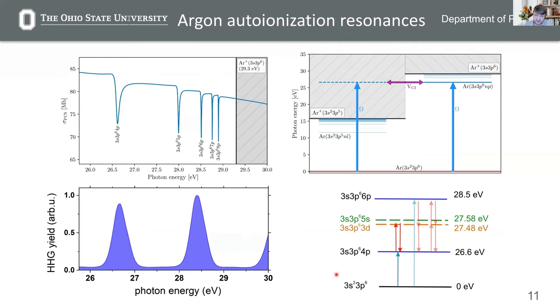And if you look at the relevant level structure of argon, which is the point of this experiment, we have a 4p bright state as well as a 6p bright state, which are excited. And infrared radiation will almost resonantly couple the 4p state to at least 3d and 5s dark states. And the coupling, as I said, is almost resonant because the energy spacing is close to the photon energy of the infrared radiation.